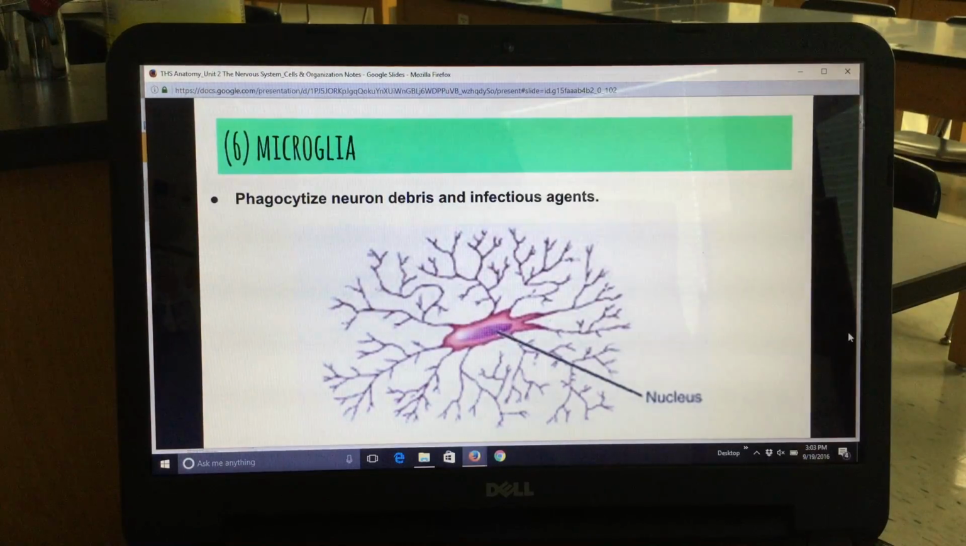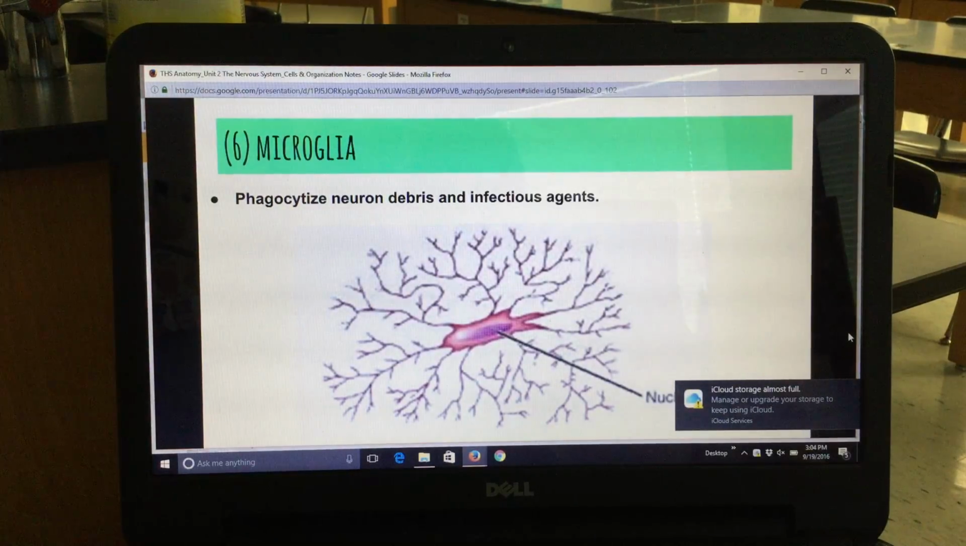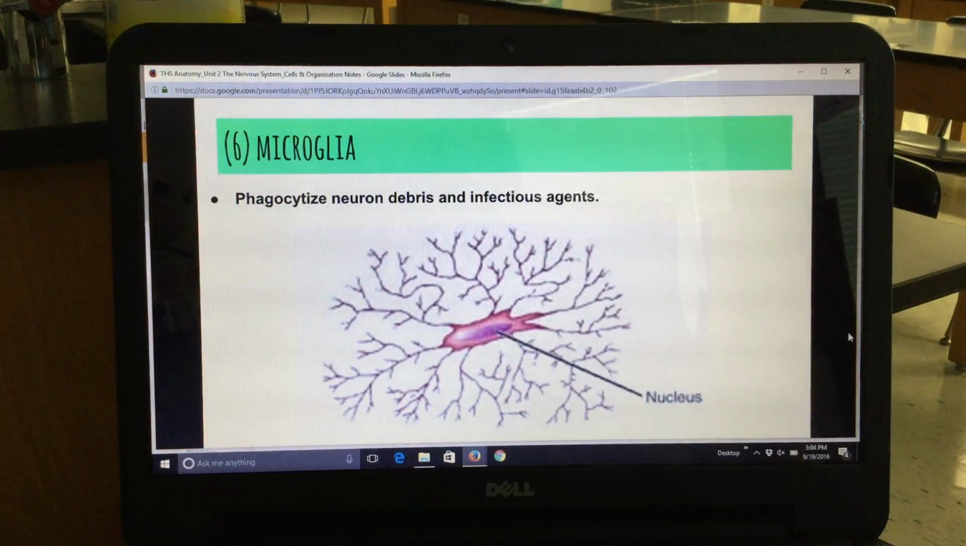The next type of neuroglia is called a microglia, and the job of the microglia is to phagocytize neuron debris and infectious agents. So what does that mean? Phagocytize in science is a big fancy word for surround and engulf, or surround and eat something. So the job of the microglia is to find any bacteria or viruses that might be surrounding your neurons, to surround them and eat them and get rid of them so that your nervous system doesn't get infected. Remember, if your nervous system gets infected, it's pretty much over. It's running your entire body in existence. So it's very important that we do not get sick in that organ system.